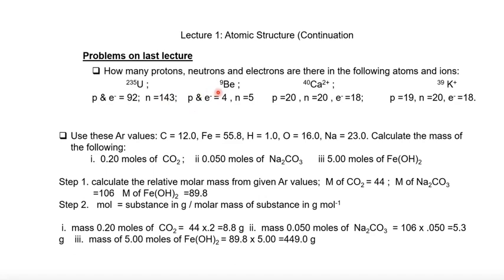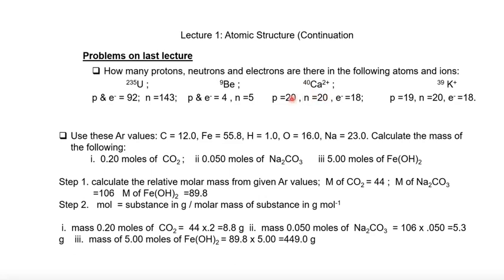Similarly, we go for beryllium. Now we are coming to a cation, that means calcium 2+ ion. Whenever it is a cation, we lose electrons from the neutral atom. So here the proton number is 20, and if we subtract the proton number from the mass number, then the neutron number is 20.